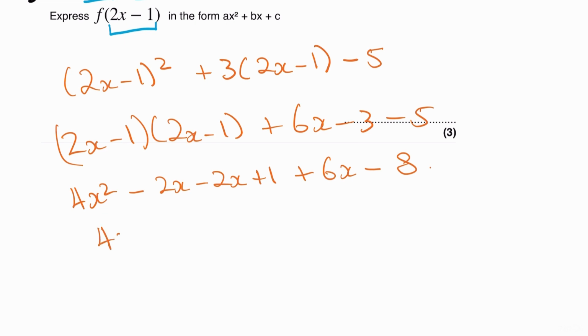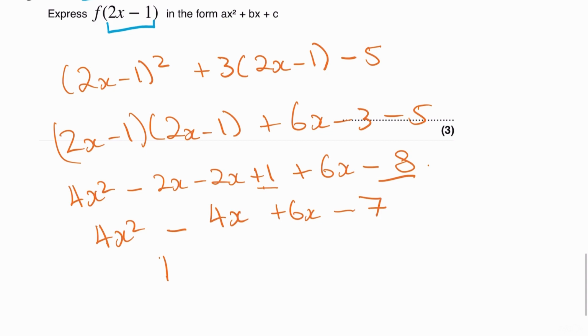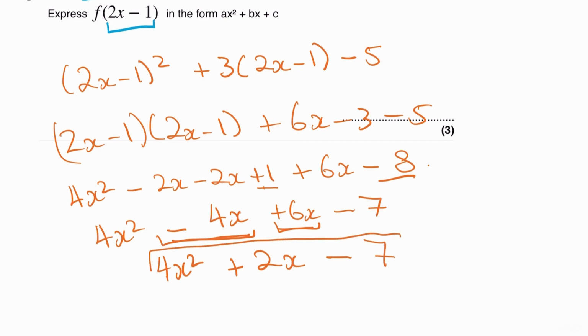Now if I try to simplify further, I'll get 4x squared minus 4x plus, so what we have here actually, we have a plus 1 here, and we have a minus 8 here, so I write plus 6x here, and then this I'll write as minus 7, since plus 1 and minus 8 gets you minus 7. And now the final simplification would be 4x squared, and this is a minus 4 and a plus 6 here. So if I add them together, I'll get plus 2x minus 7. And that is my final answer.